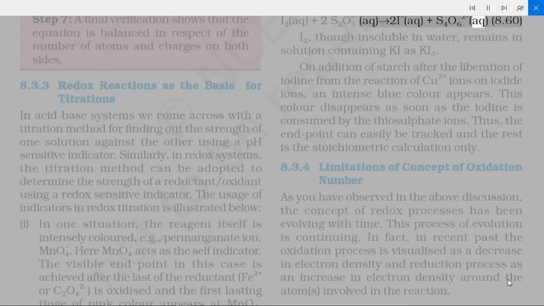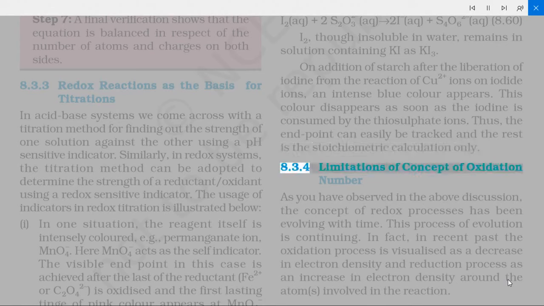I2, though insoluble in water, remains in solution containing KI as KI3. On addition of starch after the liberation of iodine from the reaction of Cu²⁺ ions on iodide ions, an intense blue color appears. This color disappears as soon as the iodine is consumed by the thiosulfate ions. Thus, the endpoint can easily be tracked and the rest is the stoichiometric calculation only.